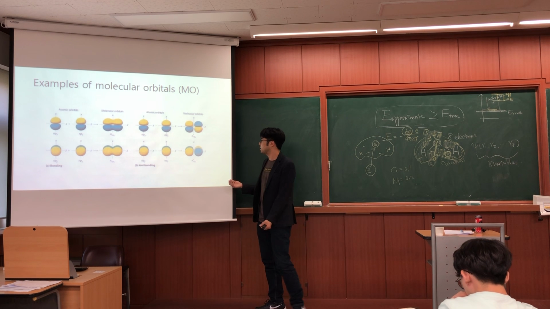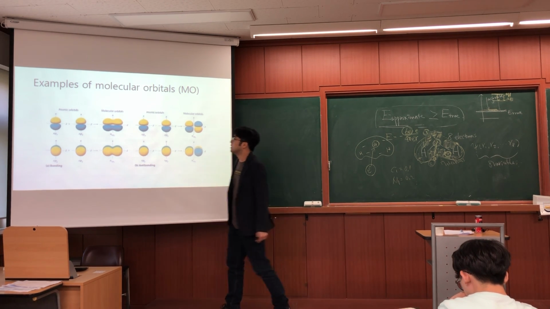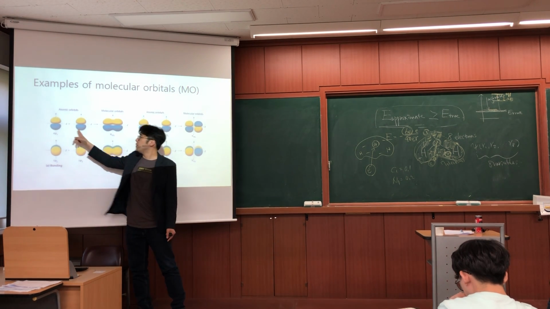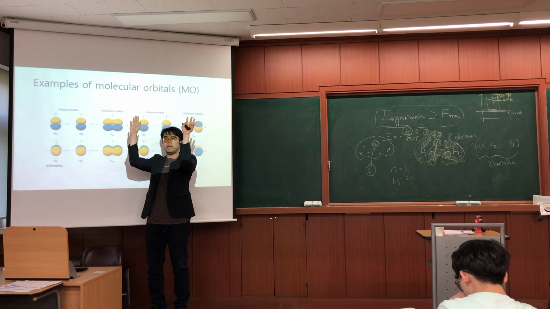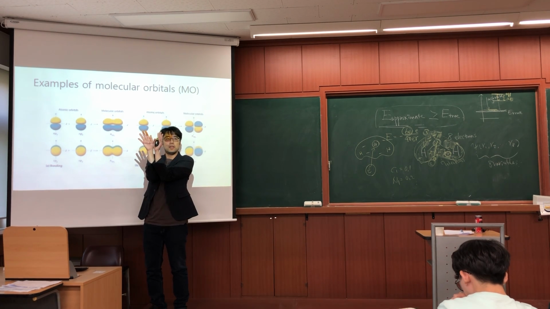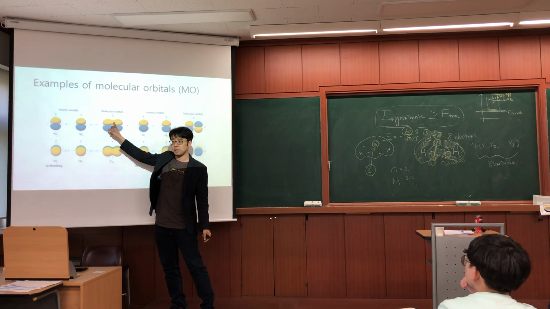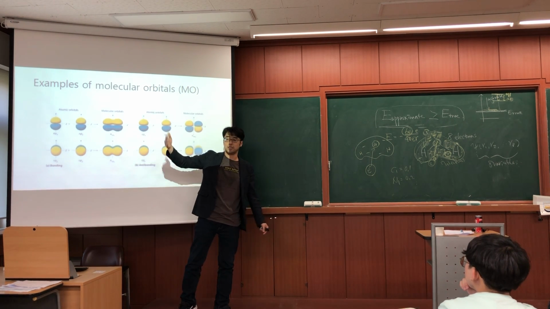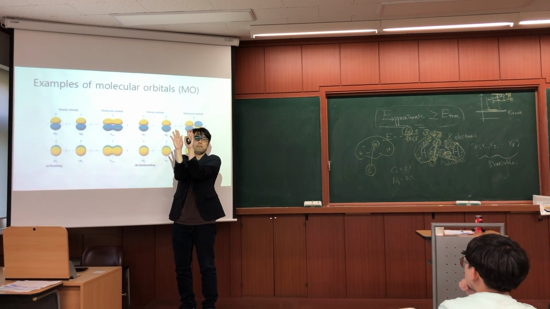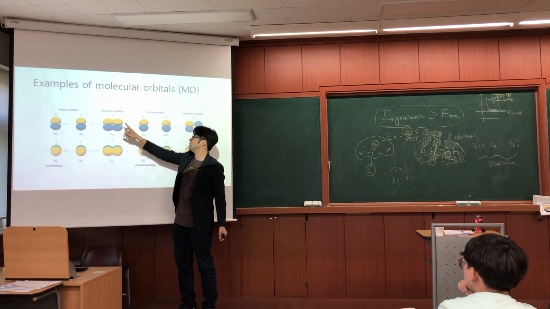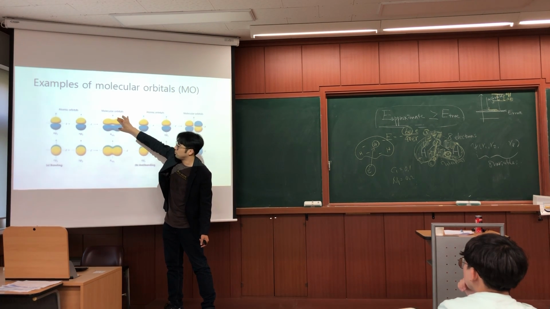So these are examples of molecular orbitals. We know that these are the p orbitals, right? So these are p orbitals. But when two p orbitals are combined, we also learn that they can form pi orbitals, right? So in organic chemistry class, you learn that if two p orbitals are combined in parallel, they become pi orbitals, right? So this is the form of a pi orbital.